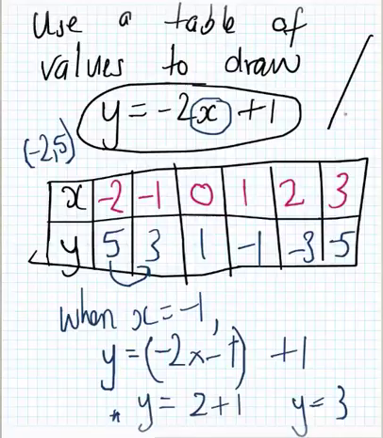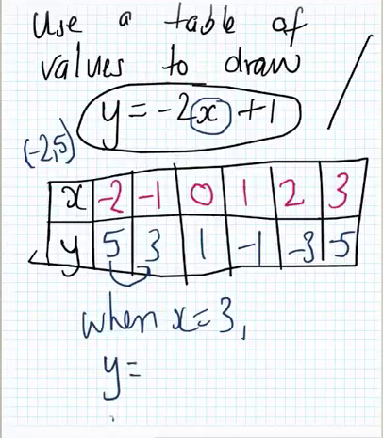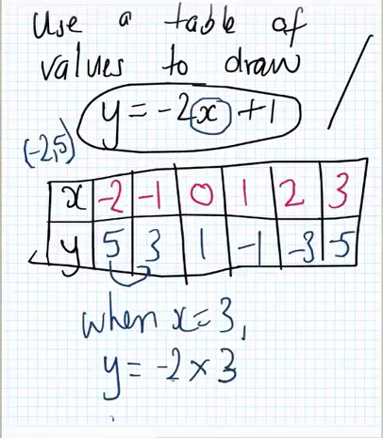But please make sure we've done the right thing by doing your check. So with my check, I'm using the last value here. When x is positive 3, I should get negative 5. If I don't get negative 5, I've made a mistake somewhere. So when x is positive 3, you've got y equals minus 2 times x, which is now positive 3.